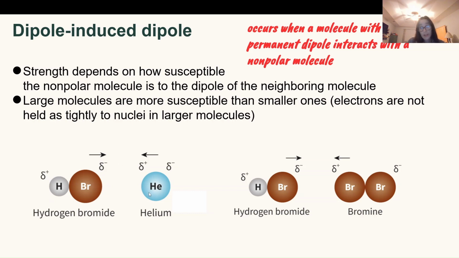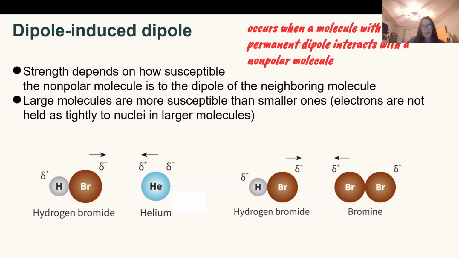So if it gets near something nonpolar like helium, the electrons in helium do not want to be near that negative dipole because they repel. So for an instantaneous moment, the electrons will move to the opposite side of the helium atom to be away from that negative bromine right here. So you can see here that there is a temporary dipole put in this nonpolar molecule. It only lasts for a second, and in that second, that hydrogen bromide can be attracted to that helium.